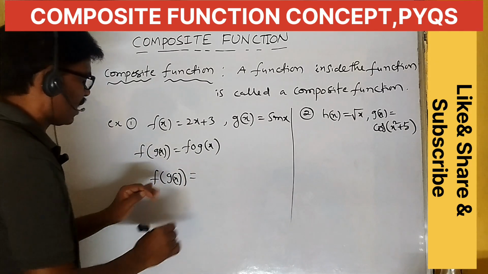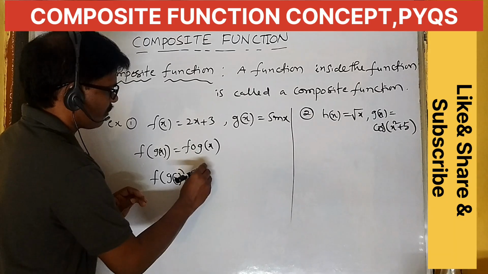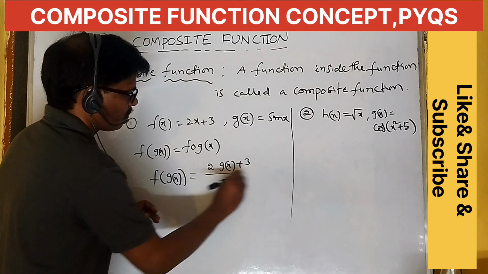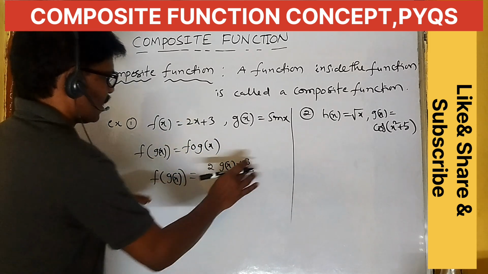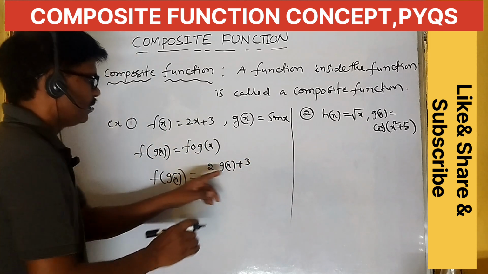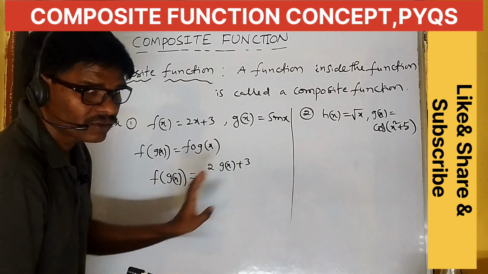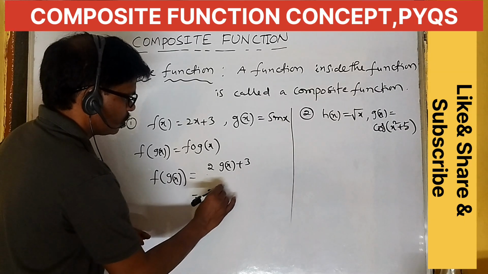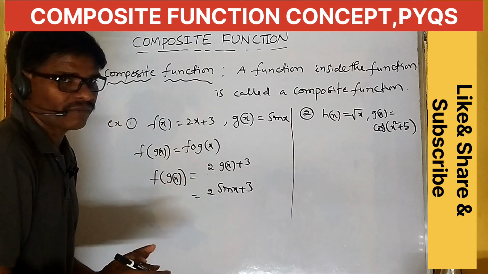f of g of x means this is f of x, which is x plus 3. Here we write g of x in place of x, so it is g of x plus 3. What is the g of x value? It is sin x. So it is 2 sin x plus 3. This is the f of g of x value.